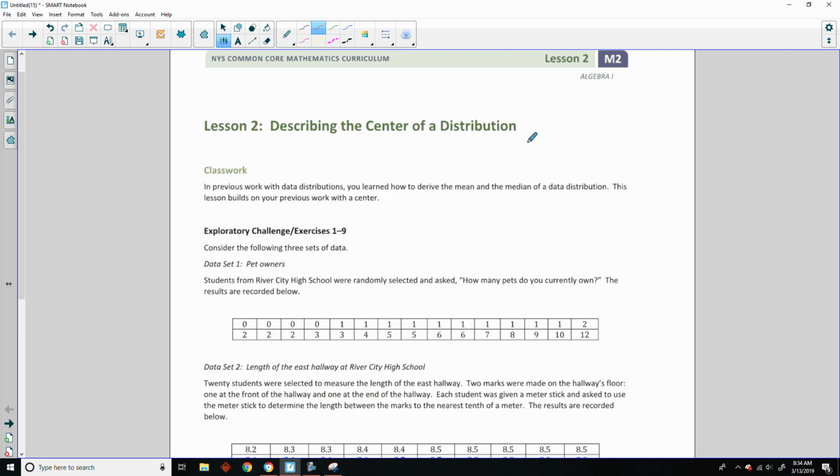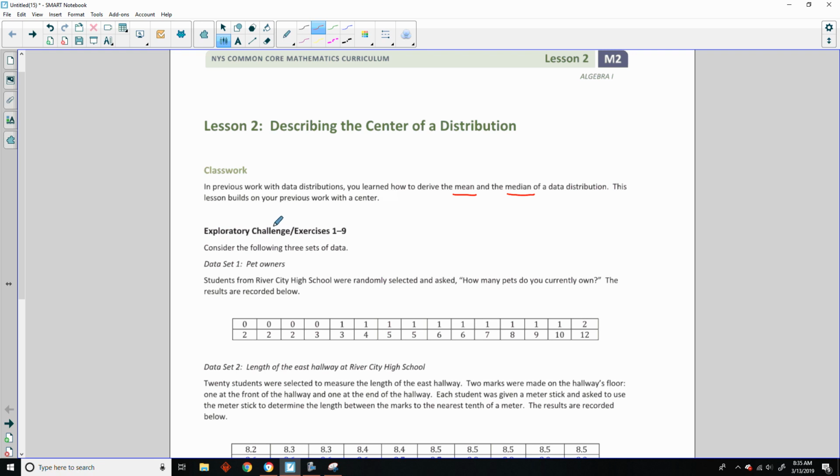This is lesson 2, describing the center of a distribution. Okay, measure of central tendency. Classwork. In previous work with data distributions, you learned how to derive the mean, that's the average, and the median, or the number in the middle, of a data distribution. This lesson builds on your previous work with a center.